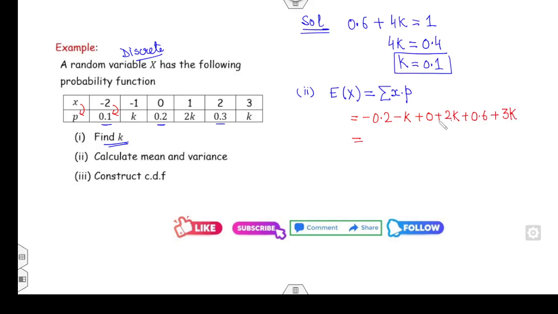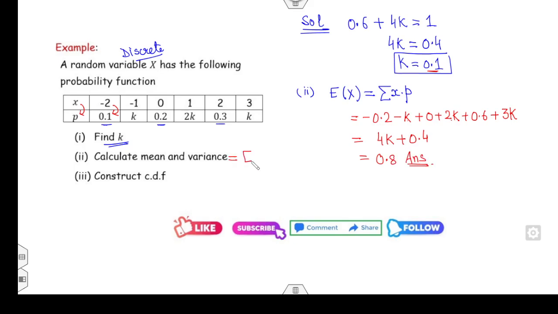So the answer will be, this number is 5 minus 1, that is 4k plus 0.4. You can substitute k as 0.1. The answer 0.8 is the right answer. How can you calculate the variance?